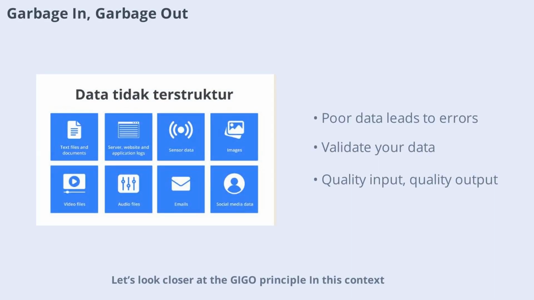In this context, garbage refers to data that is poor, irrelevant, or incorrect. If such data is used, the AI system will produce unreliable or flawed results. This highlights the importance of careful data collection and validation. Always remember, the quality of your AI is only as good as the data you provide.